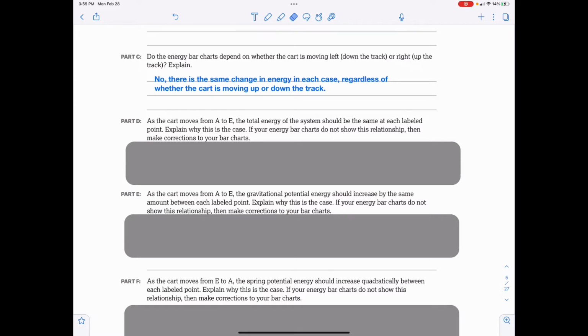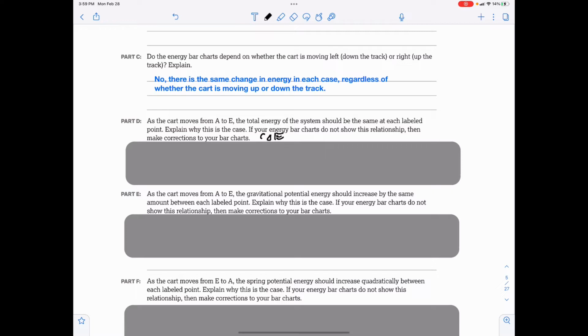Part D. As the cart moves from A to E, the total energy of the system should be the same at each labeled point. Explain why this is the case. If your energy bar charts do not show this, then make corrections to your bar chart. Well, the reason why, and this is conservation of energy.